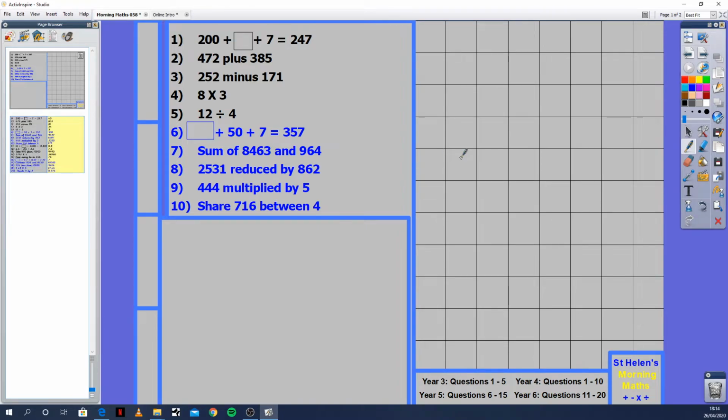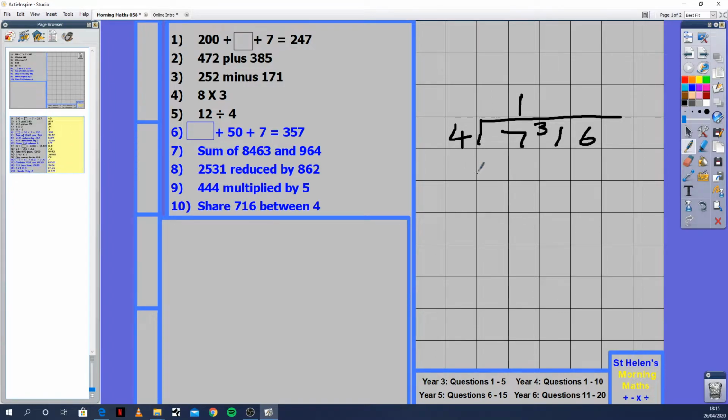Question 10. 716 divided by 4. We use our bus stop method for this one over here. 4 goes into 7. Let's go 4, 8. Oh, it's too far. So it only goes in once. However, 4 times 1 is 4. So there's quite a few to get to 7. We've got 5, 6, and 7. So there's 3 left over, and that becomes now 31.